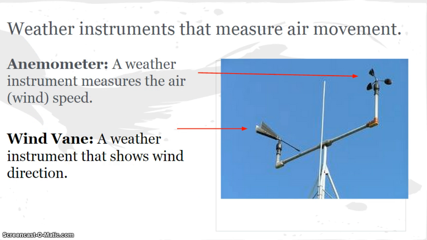We also have weather instruments that measure specific things. For example, we have two specific weather instruments that will measure air movement. An anemometer is a weather instrument that measures the air speed, so our wind speed. And we also have a wind vane, which is an instrument that shows the direction of the wind. If you look at our example here, this is our anemometer, and it basically rotates with the wind. When you count those rotations, it will tell you how fast the wind is moving. And the wind vane will change with the wind direction, and it will point in the direction that the wind is blowing.